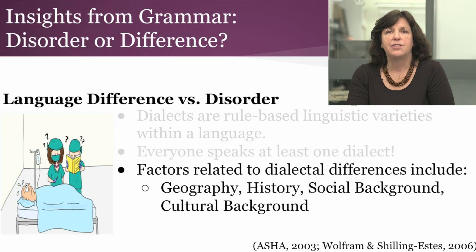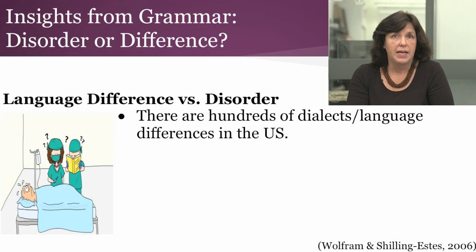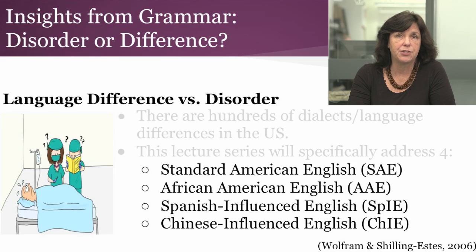Factors that relate to dialectal differences include geography, history, social and cultural background, and even socioeconomic background. There are hundreds of dialects and language differences in the United States. In this lecture series, we'll specifically address four due to their prevalence in New York City and throughout the country: Standard American English, or SAE, African American English, or AAE, Spanish-influenced English, and Chinese-influenced English.